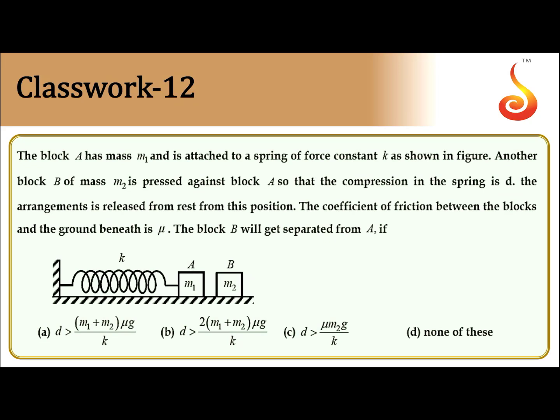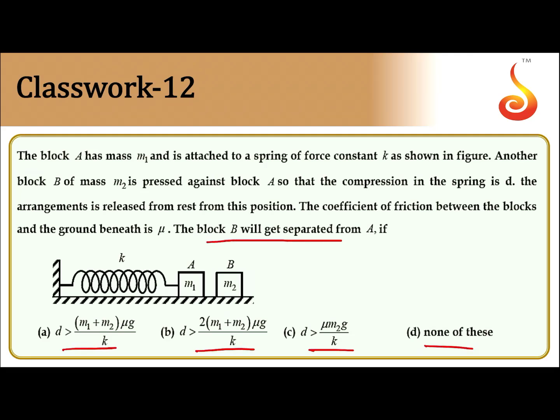The block A has mass m1 and it is attached to a spring of force constant k as shown in the figure. Another block B of mass m2 is pressed against the block A so that the compression in the spring is d. The arrangement is released from rest from this position. The coefficient of friction between the blocks and the ground beneath is mu. The block B will get separated from A if some condition is met.